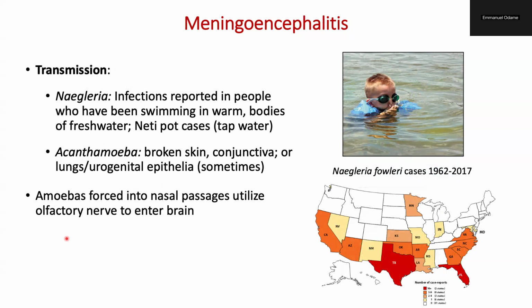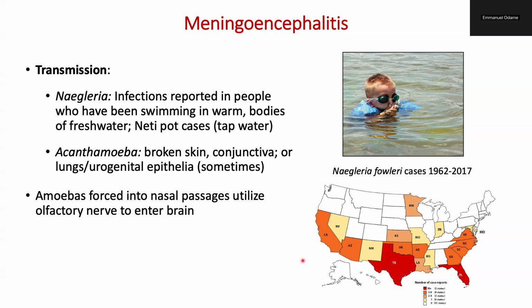So now let's talk about the transmission. The first one is Naegleria. Infections are being reported in people who have been swimming in warm bodies of fresh water. The most common one is Neti pot cases, which involve tap water. The next one is Acanthamoeba, which is more transmitted through broken skin or the conjunctiva, and then leads to entering your lungs, and you get it through your lung epithelia sometimes too.